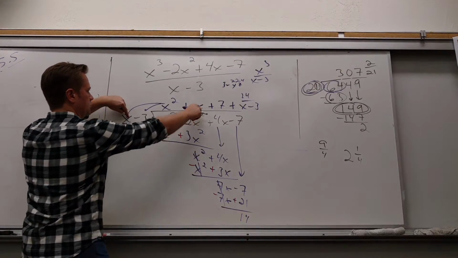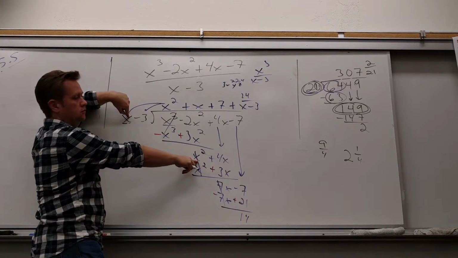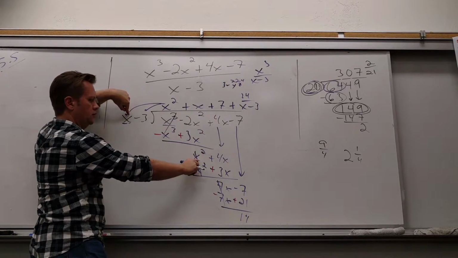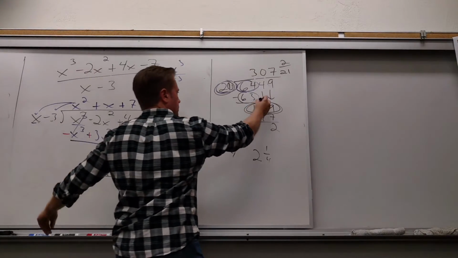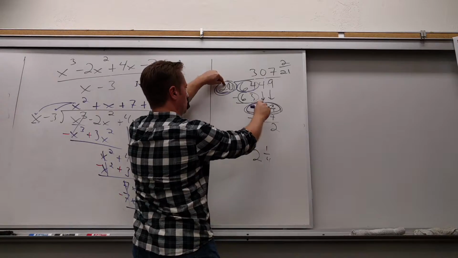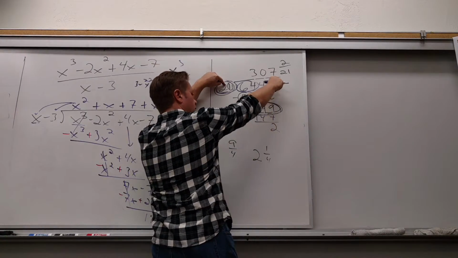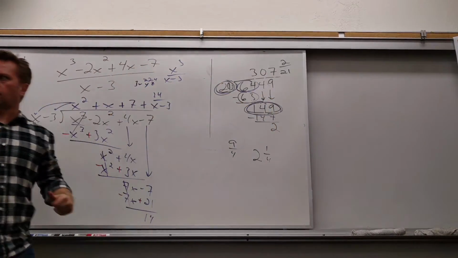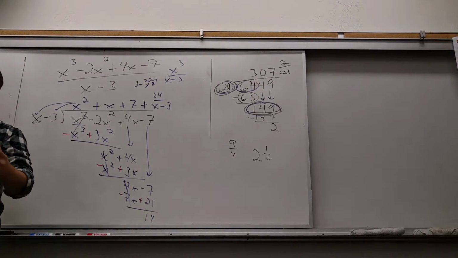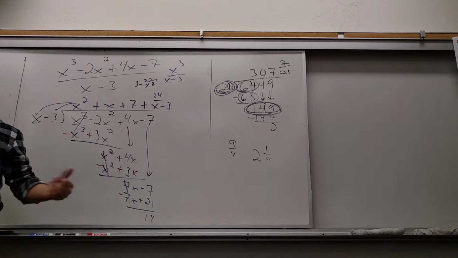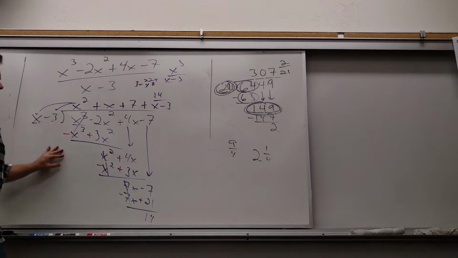So then x times what is x squared? X. Because what did we do here? When we got to here, what did we do? 21 times what is 147? 7. Right? And we're doing exactly the same steps. I know your brain is saying, no, I'm not. And I'm like, yeah, you are.